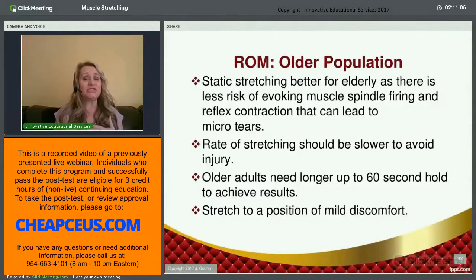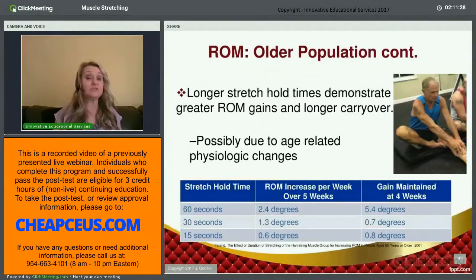Also, static stretching tends to be a better choice because there's less risk of that muscle spindle firing and creating that ballistic stretching with micro tears. So you just want to be slow in your rate and educate your patient not to perform that ballistic stretching. And the hold time does need to be increased. Older individuals' tissues need a little bit more time to respond to the stretching in order to get carryover of the effects.